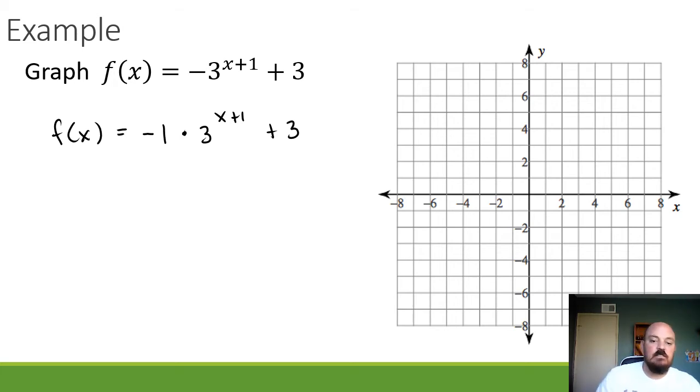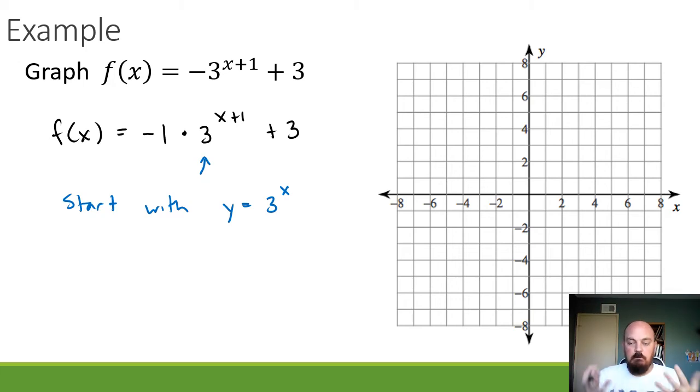So basically, let's make a list of our steps here. Step 1 is to just start with y equals 3 to the x. I can see that that's my base exponential function. The base is 3 in this problem. So before you even worry about transformations, let's just start with 3 to the x. Then let's do each transformation.